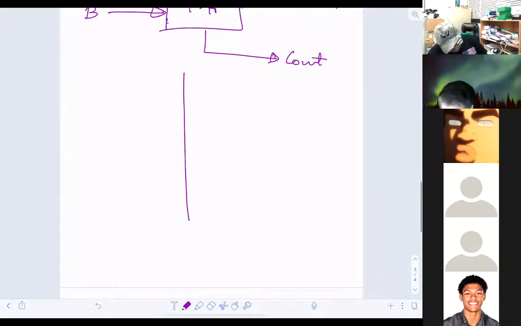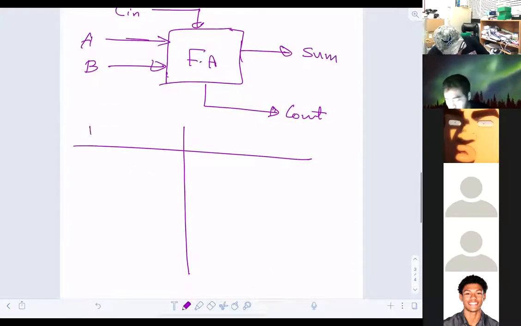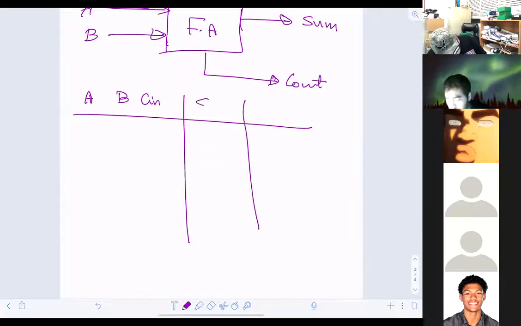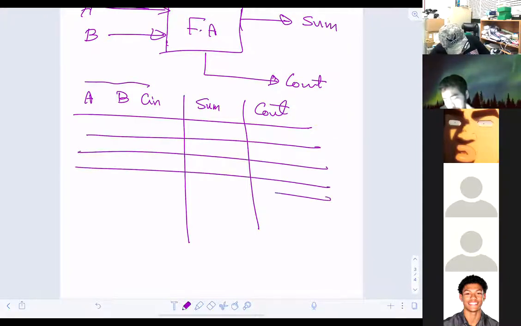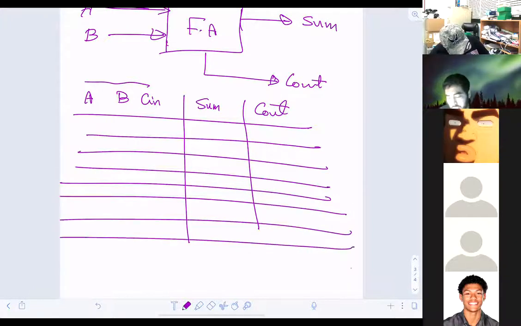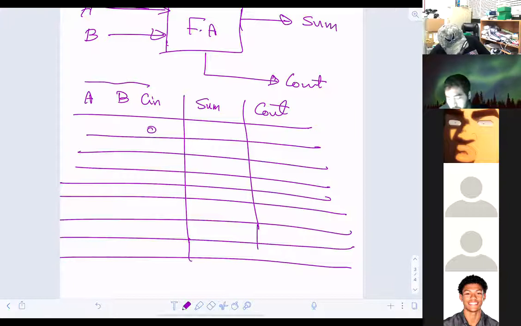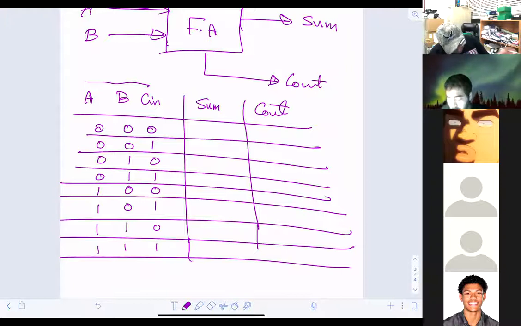So now, same trick. We're going to make a table and say A, B, Cin. Those are the 3 inputs we have. How many outputs do we have? We have sum and we have carry out. That means 2 outputs, right? 3 input variables, so that means how many states? 1, 2, 3, 4, 5, 6, 7, 8. Then we're going to do the summation. Do you agree about that?